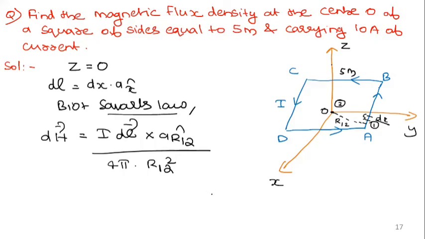So now what is the next step? Now we should know what is this unit vector aR12. What is this R12? It is the distance from the point where we are calculating the magnetic field intensity to the point where we have taken the small line. Actually, I have marked it outside; this should be dL. So R12 is the distance from the point where we are calculating the magnetic field intensity to the point where we have taken the current carrying length dx.